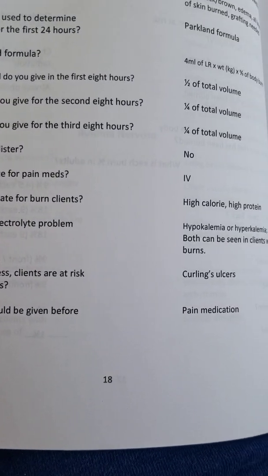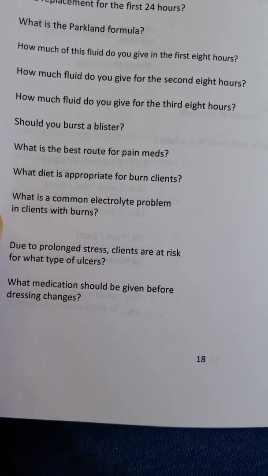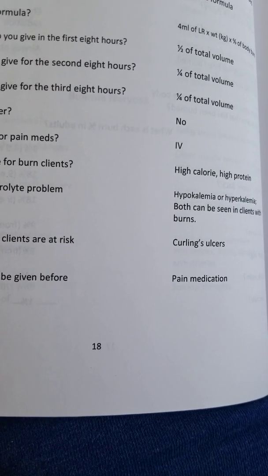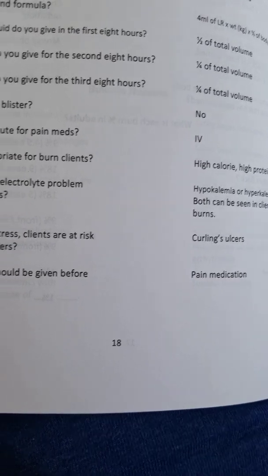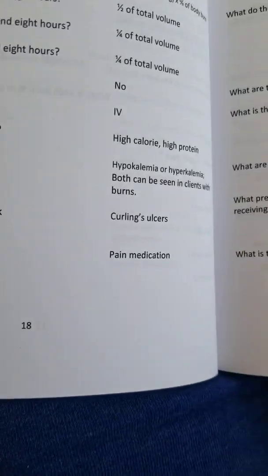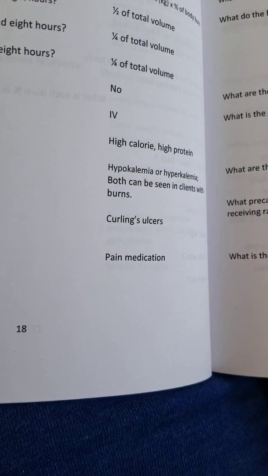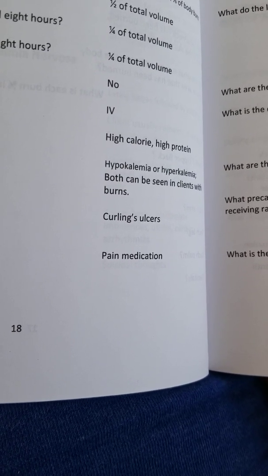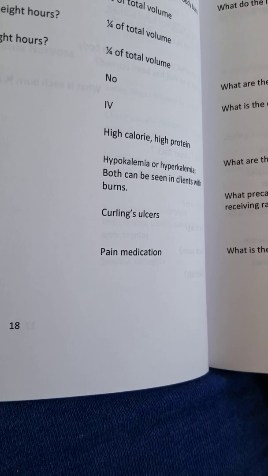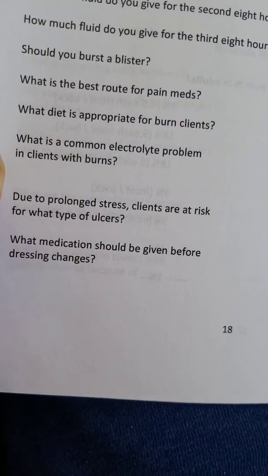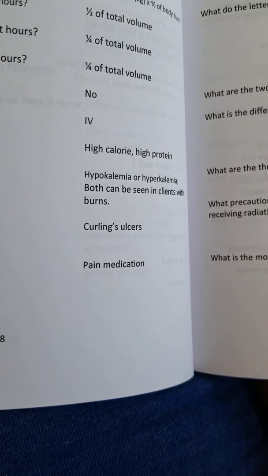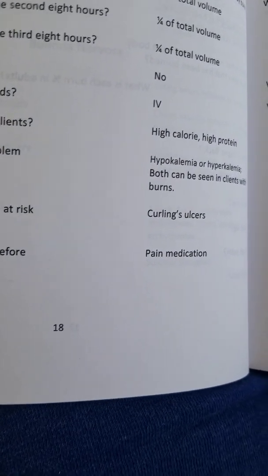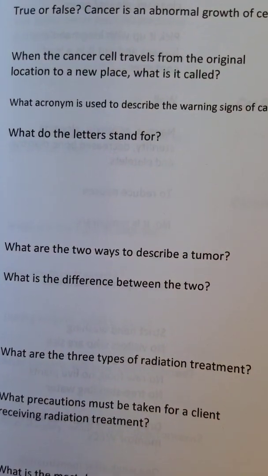Should you burst a blister? No. What is the best route for pain meds? IV. You want a high calorie, high protein diet for burn patients. A common electrolyte problem with burns is hypokalemia or hyperkalemia, so it can be high or low potassium. Both can be seen in clients with burns. Prolonged stress puts them at risk for Curling's ulcers, stress ulcers. Pain medication should be given before dressing changes.